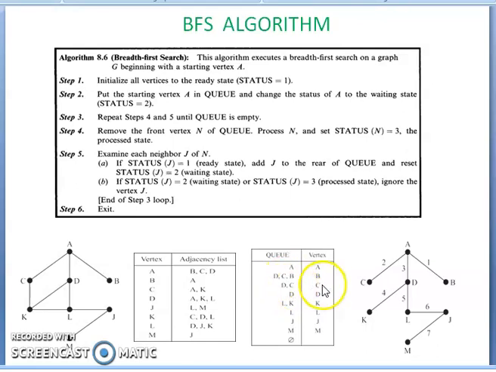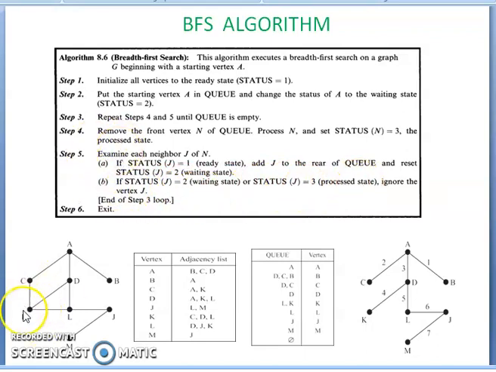The front of that one is C. So you remove that C and verify its status. Remove that value C, change the status to 3 and process it. C is processed. First A, then B, after that C. Once C is processed, examine the neighbors of C. One is A and the second one is K. The neighbor for C is A. What is A's status? A's status is 3, already processed. Simply ignore it.